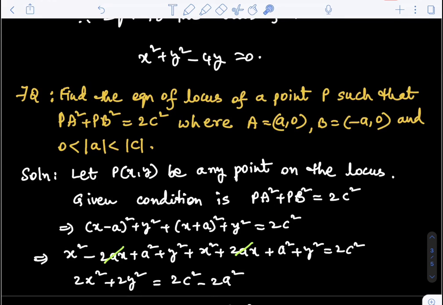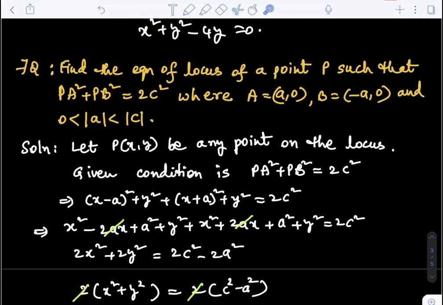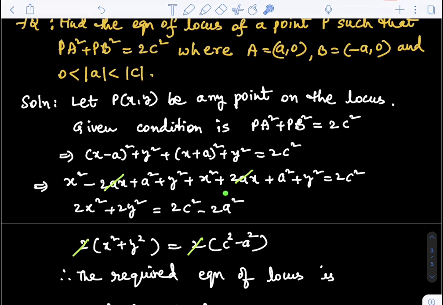Here P is (x, y), A is given as (a, 0), and B is given as (minus a, 0). Apply the formula so that you get PA square as (x minus a) whole square plus y square, plus PB square as (x plus a) whole square plus y square, is equal to 2c square. Expand, and you get all these terms plus y square. Here also expand, plus the y square term, is equal to 2c square.